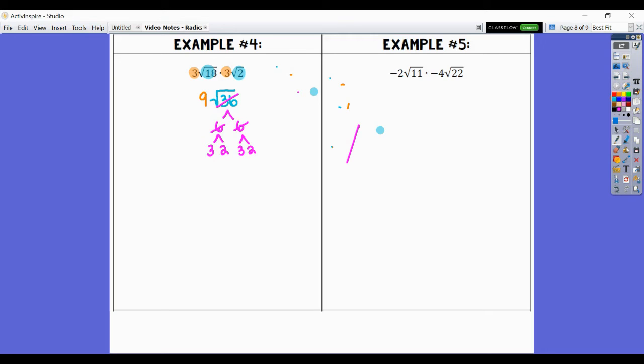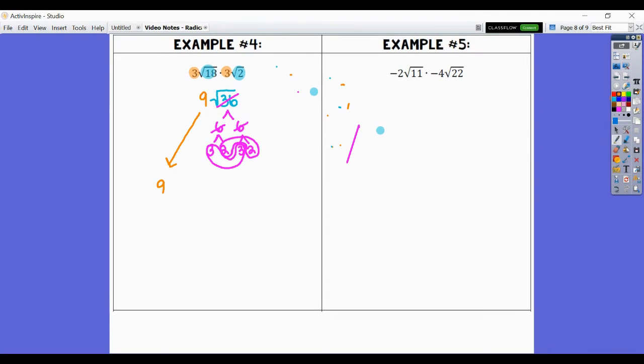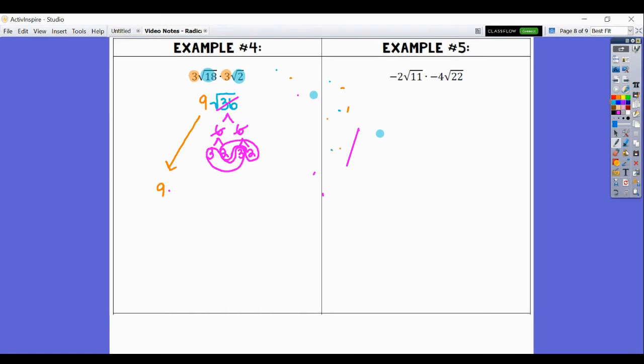Cancel out the 6's and the 36 because we simplified them. And then I will circle any pairs I have because my index is a 2, so I will need pairs to circle. I have a pair of 2's I can take outside, as well as a pair of 3's I can take outside.